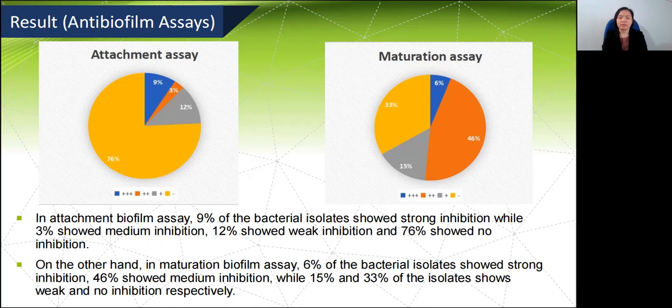On the other hand, for the maturation assay, 6% of the bacterial isolates showed strong inhibition, 46% showed medium inhibition, while 15% and 33% of the isolates showed weak and no inhibition, respectively.